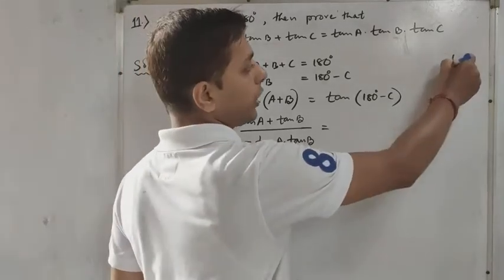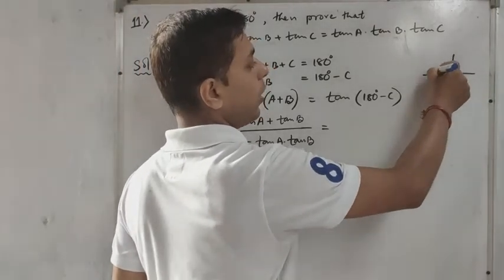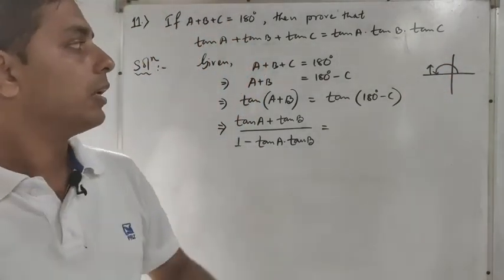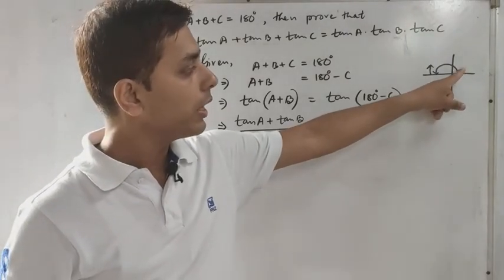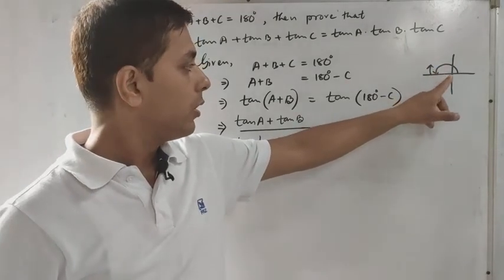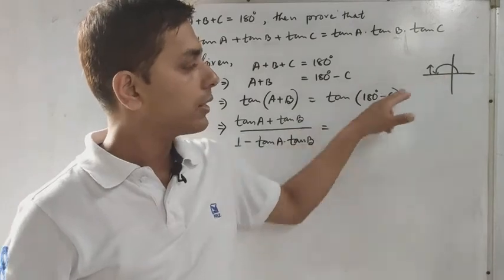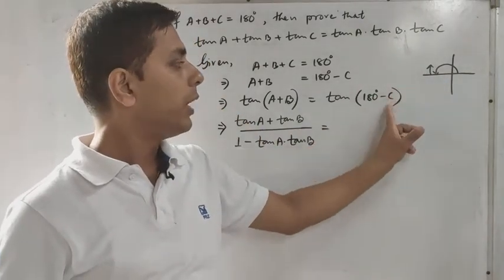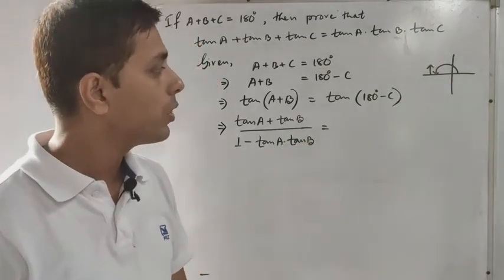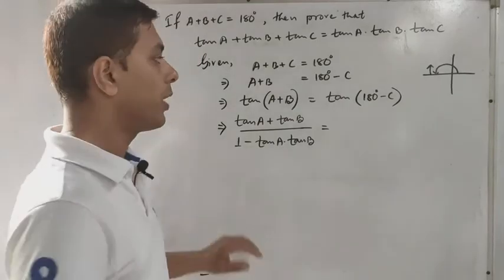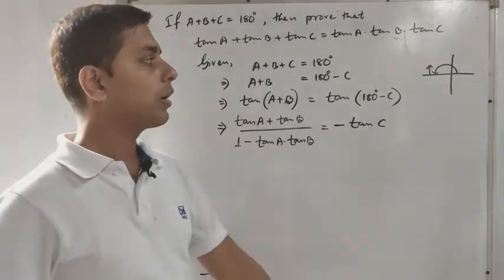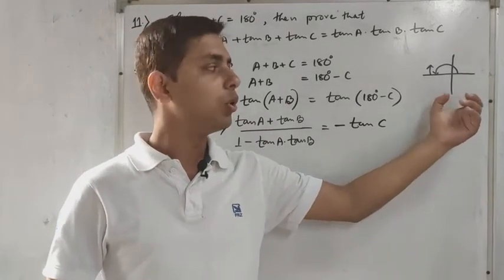If you have gone through the ASTC identities, 180 degree minus theta will come to the second quadrant. If a rotating ray comes and reaches here, it makes an angle 180 degree with the x-axis. Then minus C, that means it will go back, so it will lie in the second quadrant, and in the second quadrant tan is negative, so it will become minus tan C.